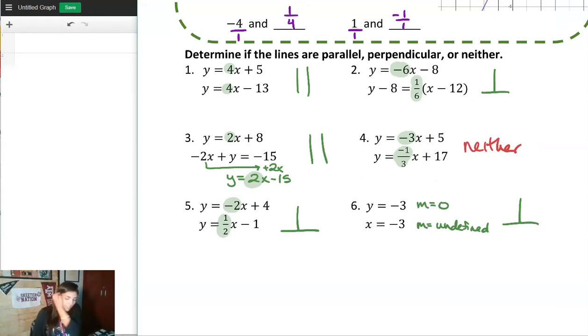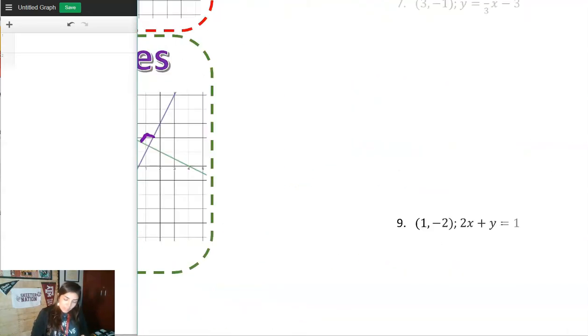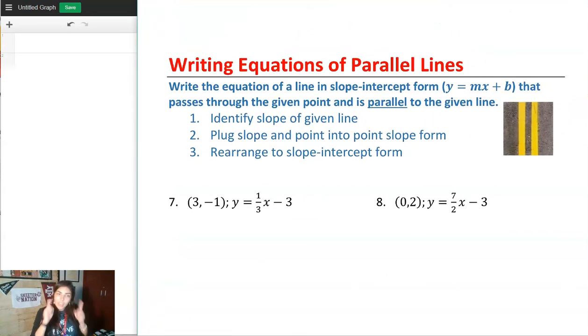All right, let's flip to the inside of our notes here. Here is the real meat of the lesson. We not only want to be able to tell when things are parallel and perpendicular, we want to be able to write equations of parallel lines. So here are the steps. When it asks you to write an equation of a line in slope-intercept form, y equals mx plus b, that passes through a point and is parallel to a given line, you're going to do the following.